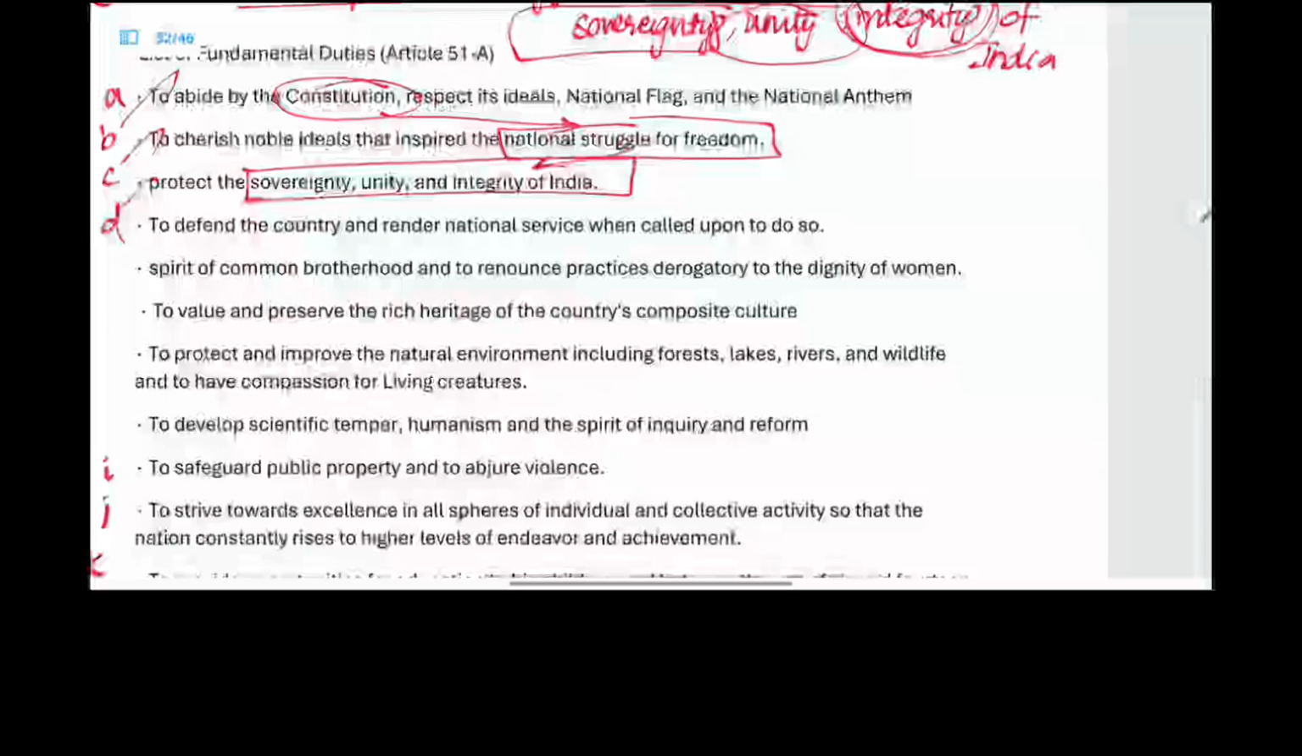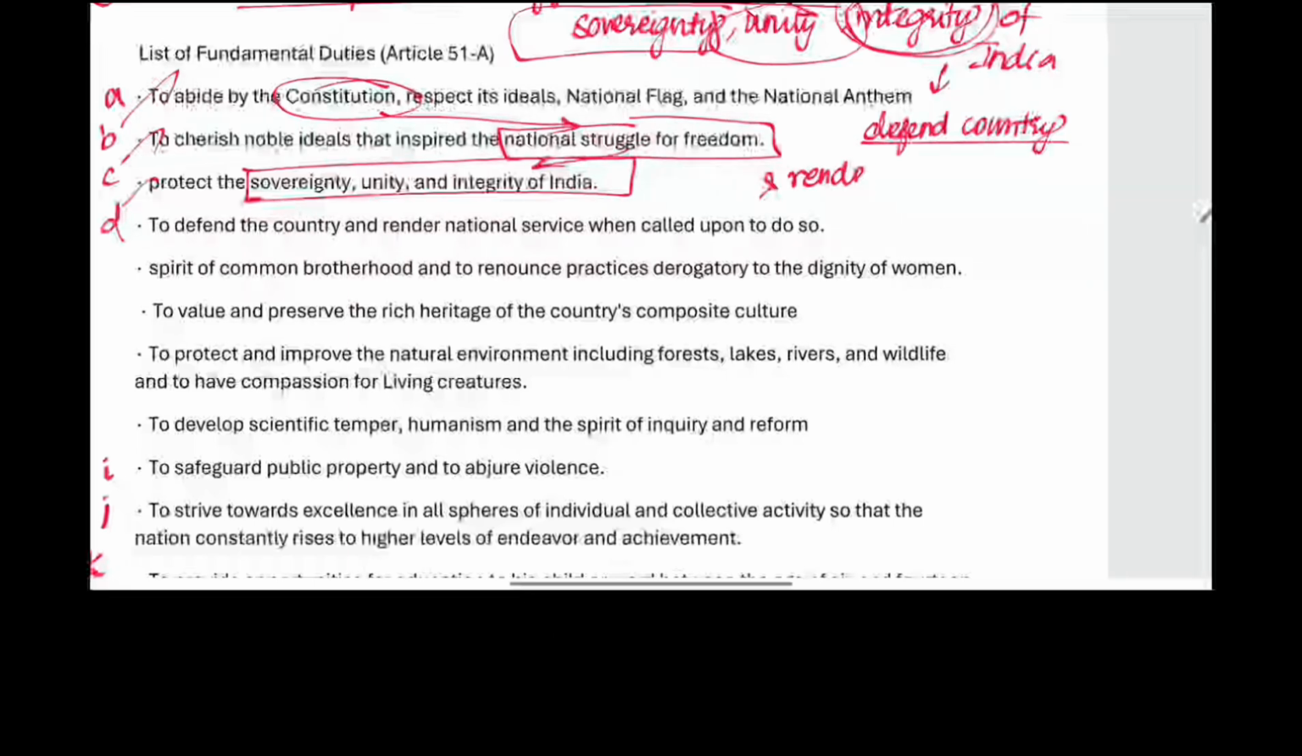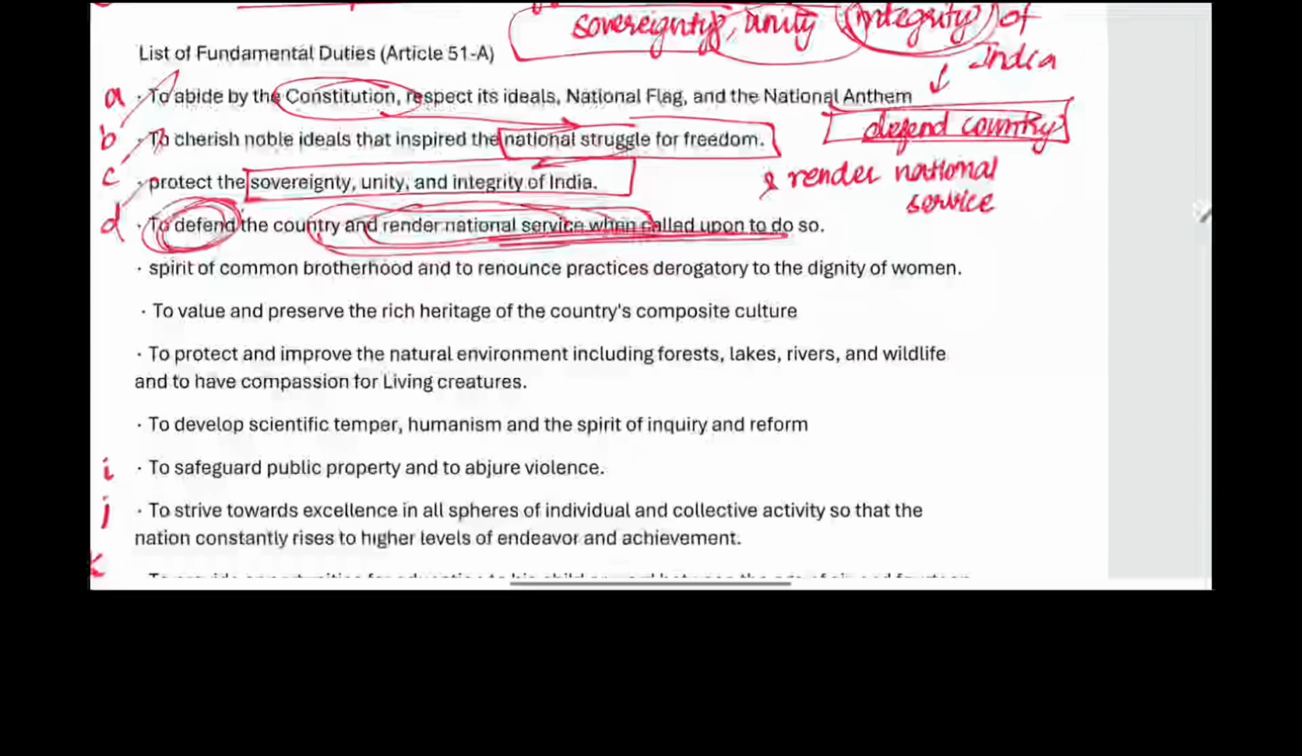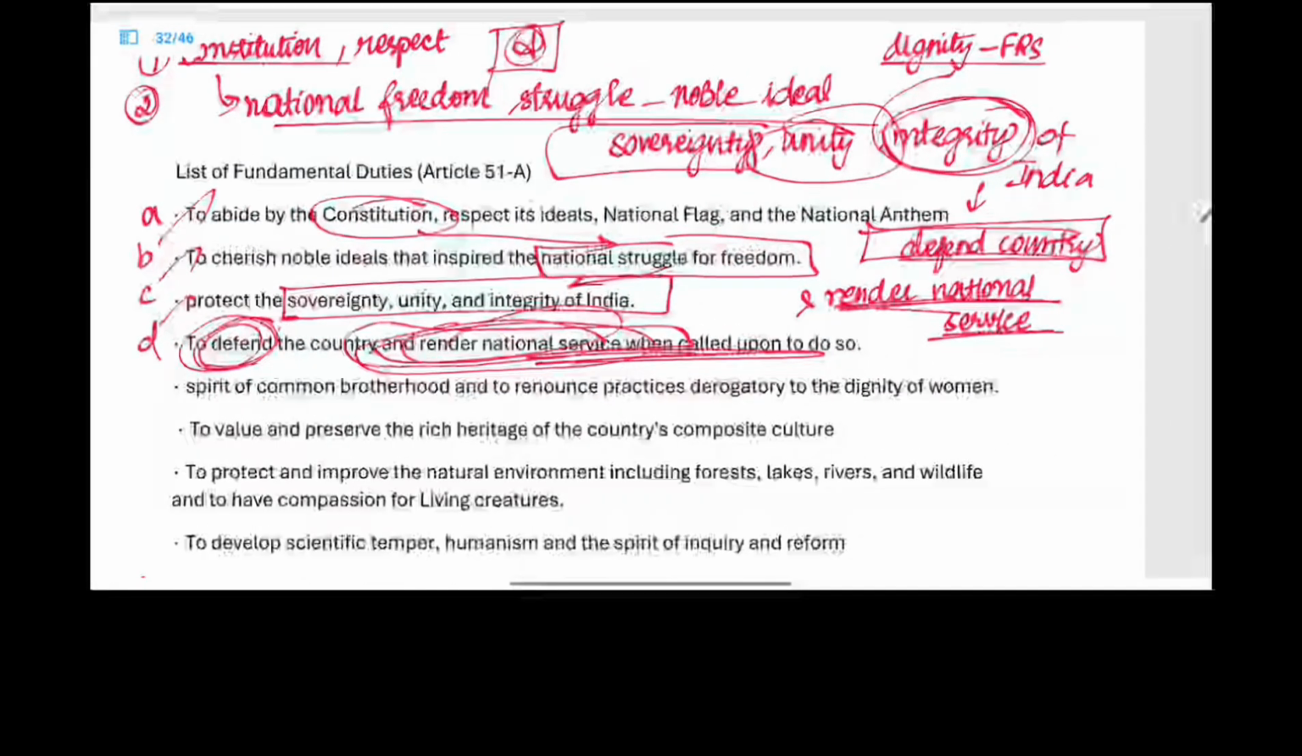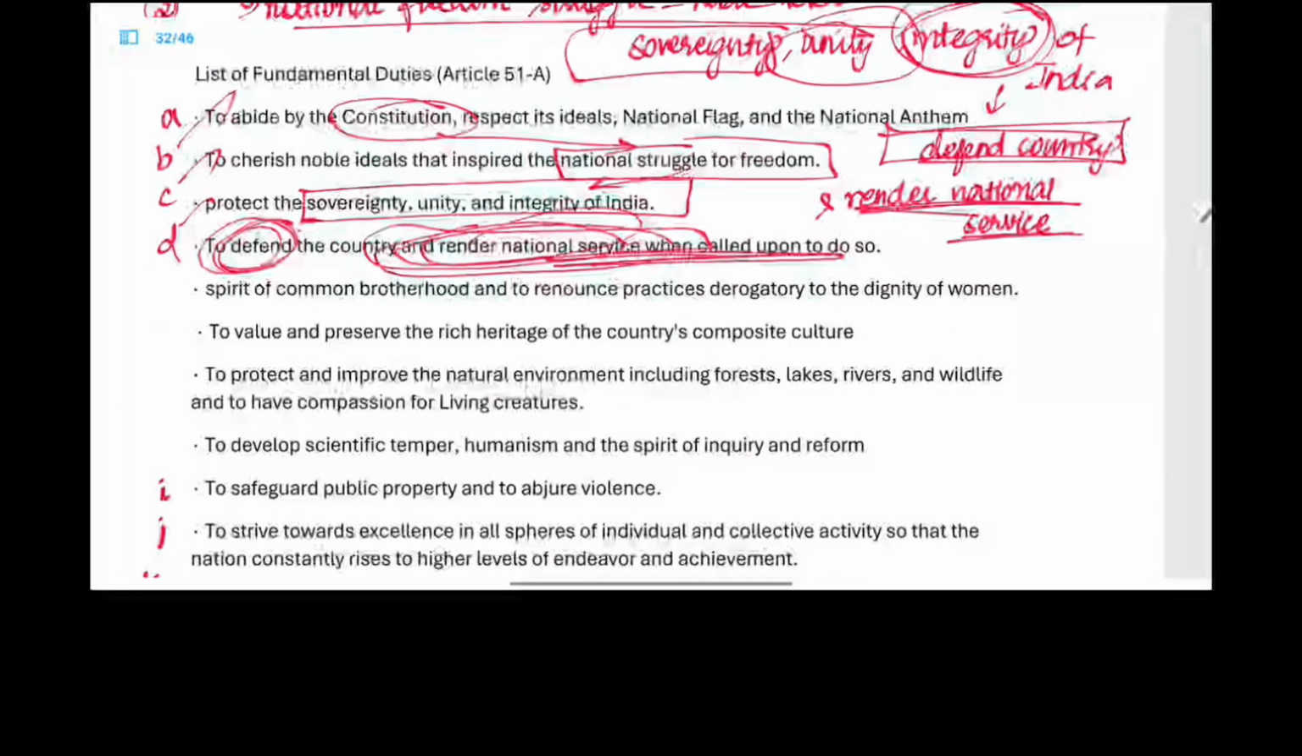Now, to protect the sovereignty, we have to defend the country, and to render national service. We need to render the national service when we are called upon to do so. To protect the country, we need to defend it and render the national service. We need to go and do the national service. So, four things are remembered chronologically, right?